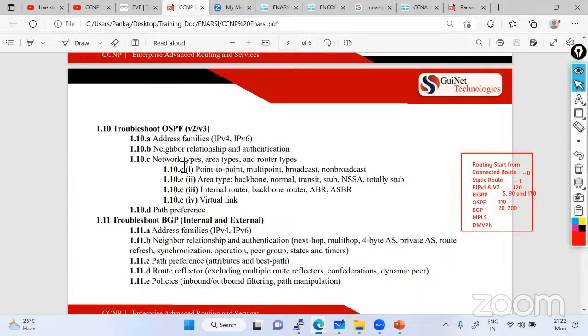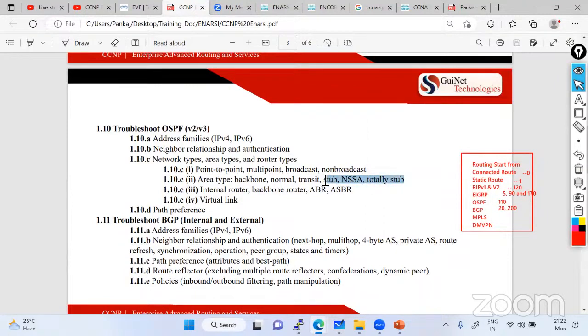And especially, we just have to focus more on the concepts of these four areas. Like the network types in OSPF: what is a point-to-point network, point-to-multipoint network, broadcast, non-broadcast network. Area types: backbone, normal, transit, stub, totally stubby, not-so-stubby area. So you'll have the NSSA, but someone is going to ask in the interview, what is a totally stub area and what is the difference from the stub area? What is a totally not-so-stubby area and a not-so-stubby area only?